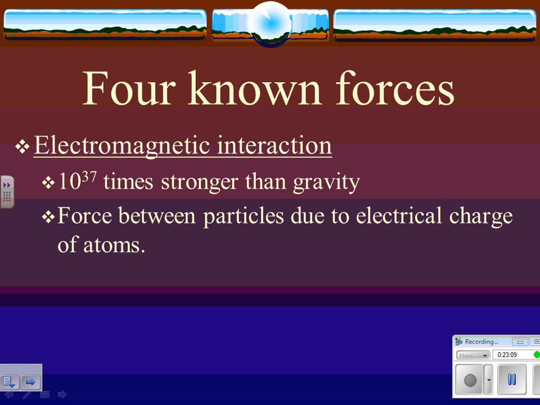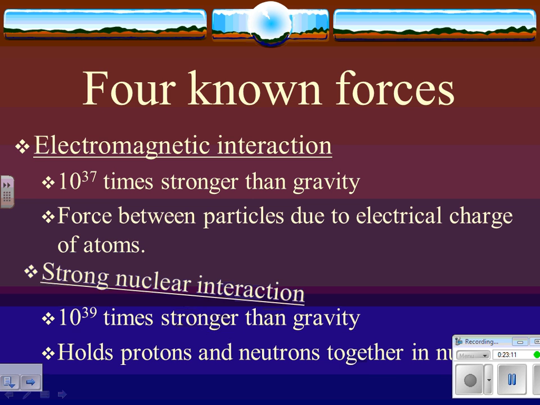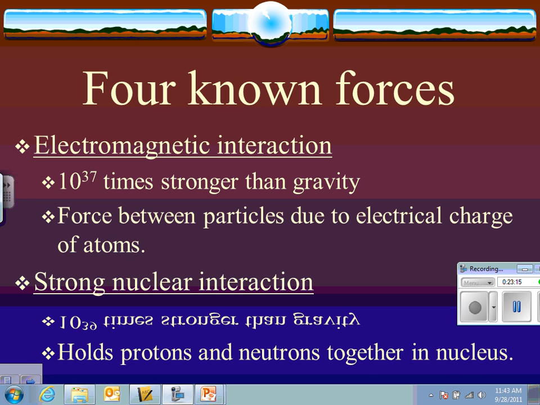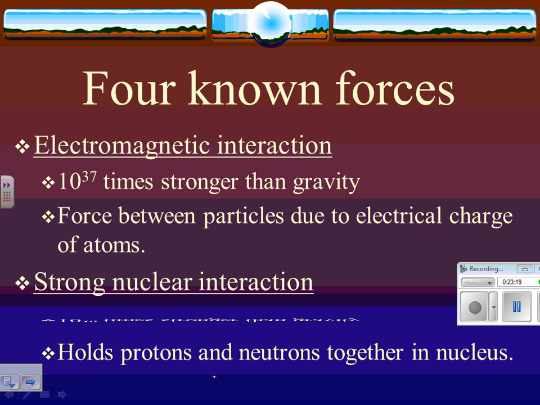The fourth and final and strongest of the forces that we know at the moment is called the strong nuclear force, or the strong interaction. It is 10 to the 39 times stronger than gravity, and it is what holds the nucleus together in the atom. Think about this for a second. What do we find inside the nucleus? Protons and neutrons. What kind of electric charge do neutrons have? None. That's why we call them neutrons, because they are neutral.